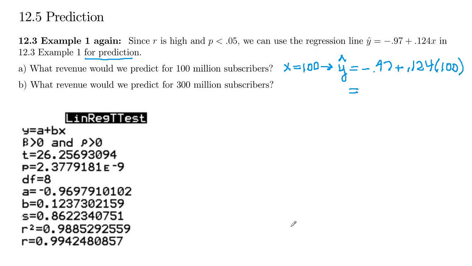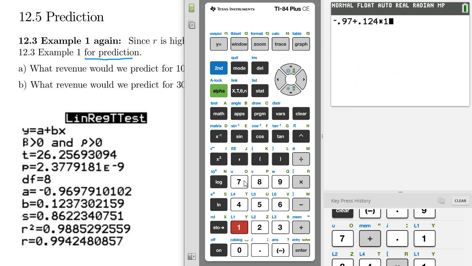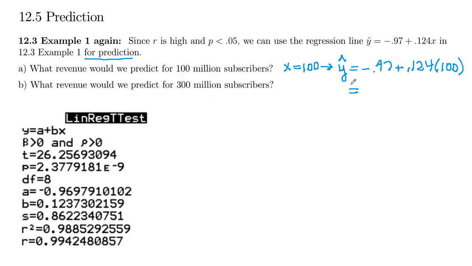And we'll go ahead and plug that in the calculator. So negative 0.97 plus 0.124 times 100, 11.43. So approximately $11.43 billion.